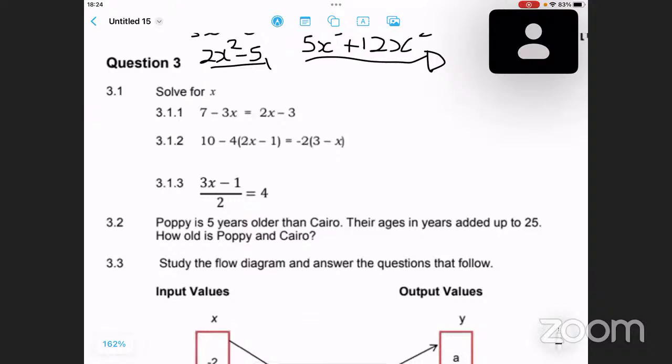Perfect. Let's do question 3. Lihumo, can you do 3.1.1? Solve for x. 7 minus 3x is equal to 2x minus 3. Lihumo, are you here? Yes, ma'am. Okay.